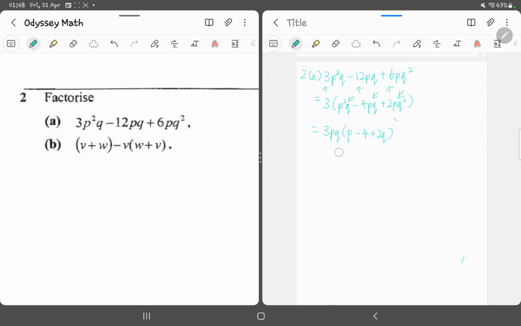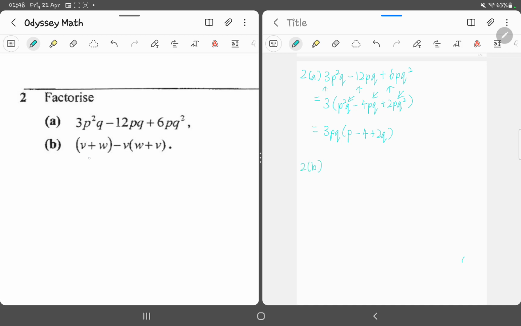So then the question to ask is, are we done with the factorization? Are there still any common terms that we haven't taken out? So let's look at these three terms inside over here. Doesn't seem like there is any common term left for us to factor out. So then we are done with 2a. Okay? So let's move on to 2b.